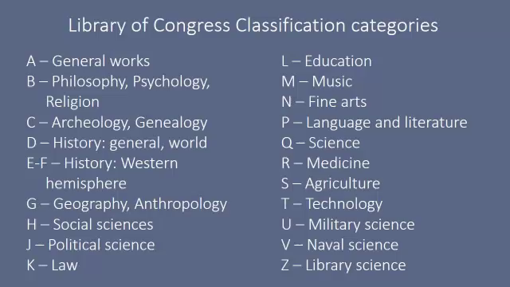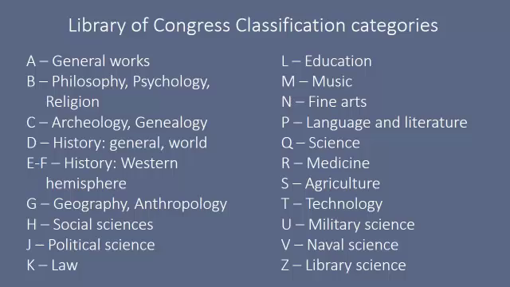Here's a breakdown of the broadest, most general categories in the LCC system. Let's say you're a psych major. What you'll be looking for is materials in the B section. If you're a mechanical engineer, then you would be looking in the T section. If you're a business student, that's considered a social science, and so materials would be found in the H section.